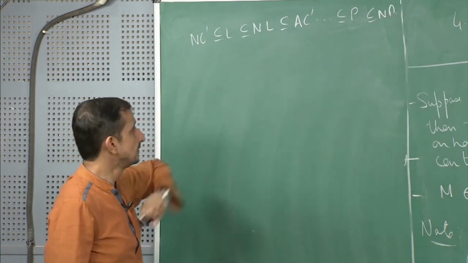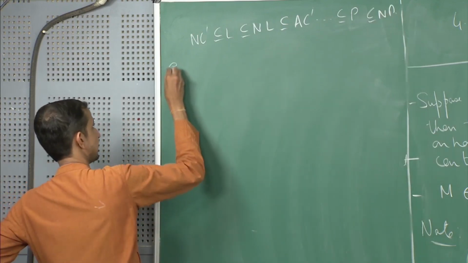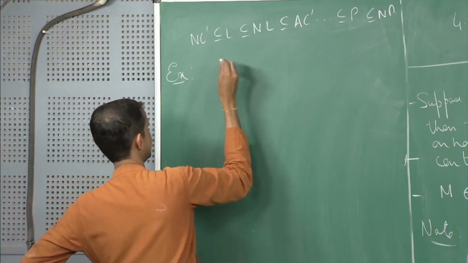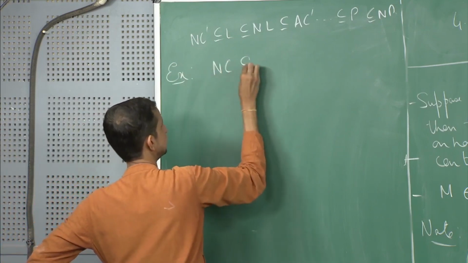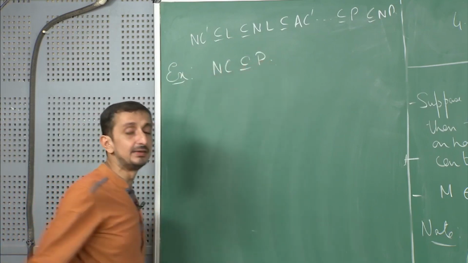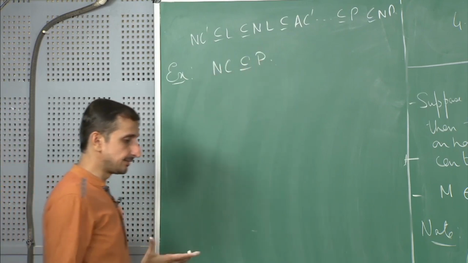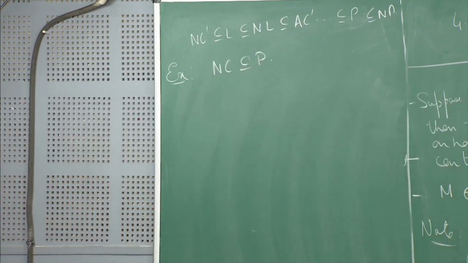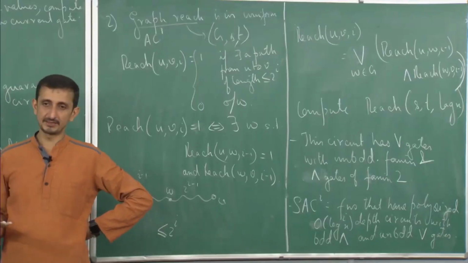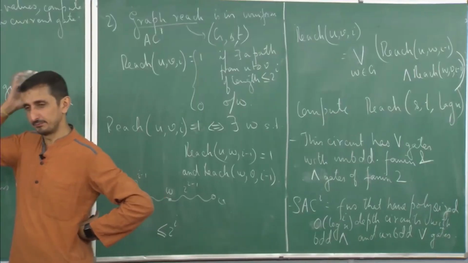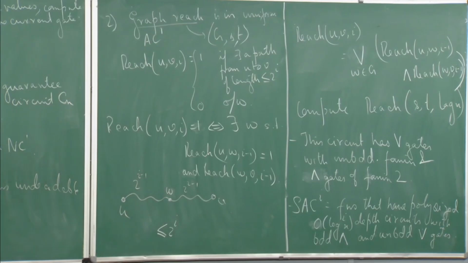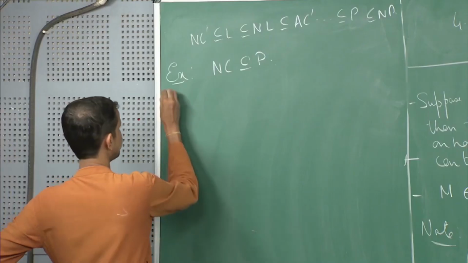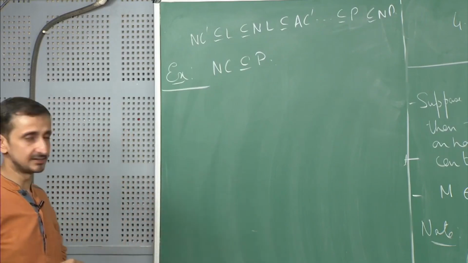Okay. So, think about this. In fact, I will just give this as an exercise: to show that NC is in P. Given any polynomial sized circuit which has log depth, polylog depth actually, it can be simulated in P. Okay. So, think about this. This completes the proof of this result.